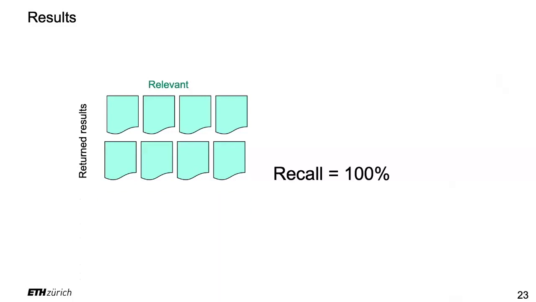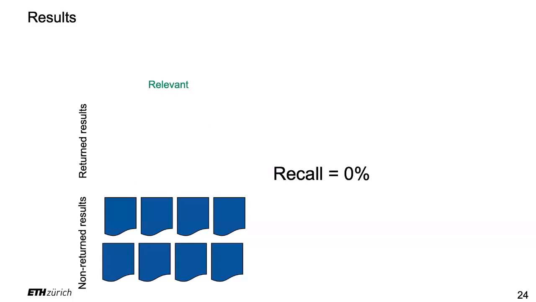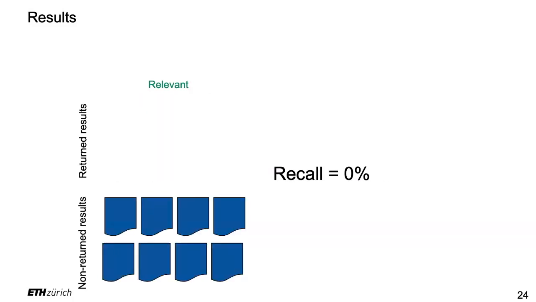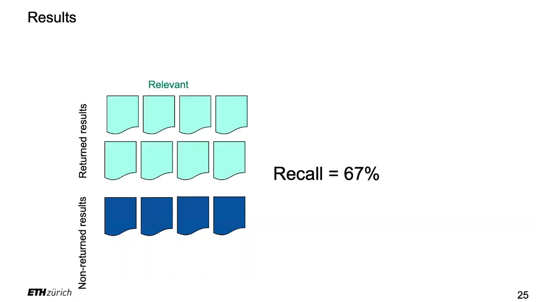It's the same as the other time. So here the recall is 100%, and here the recall is 0%. So this is awesome. This is not awesome. Well, sometimes it is, but I'll come back to that. Now the recall here is 67%. That would be 8 divided by 12. It's 2/3 of it.